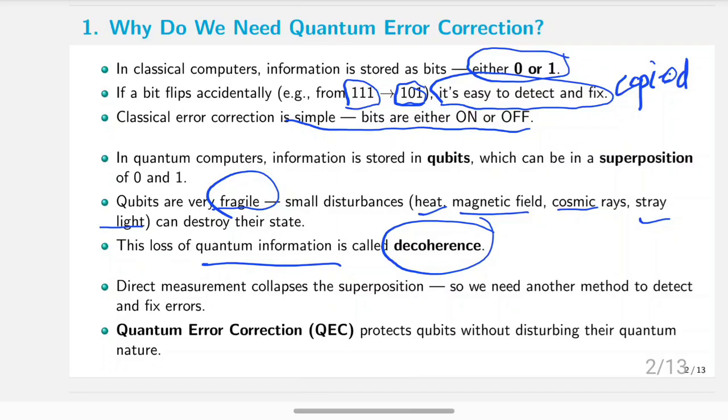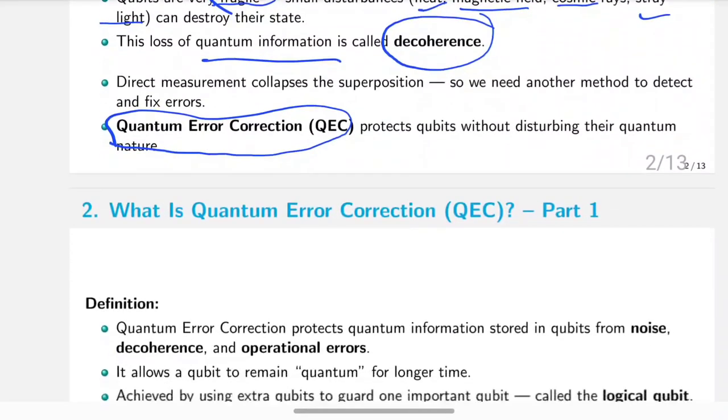To build a quantum computer that can do big calculations, we need a way to detect and correct these errors without actually measuring the qubit. What I am saying is, without actually measuring the qubit. What happens if I measure? It will collapse the superposition state. That is why we require quantum error correction, and that is the main reason. Quantum error correction works without measuring the qubit, so it won't disturb the system, and the system stays in superposition. Okay, let's move on to one more slide.